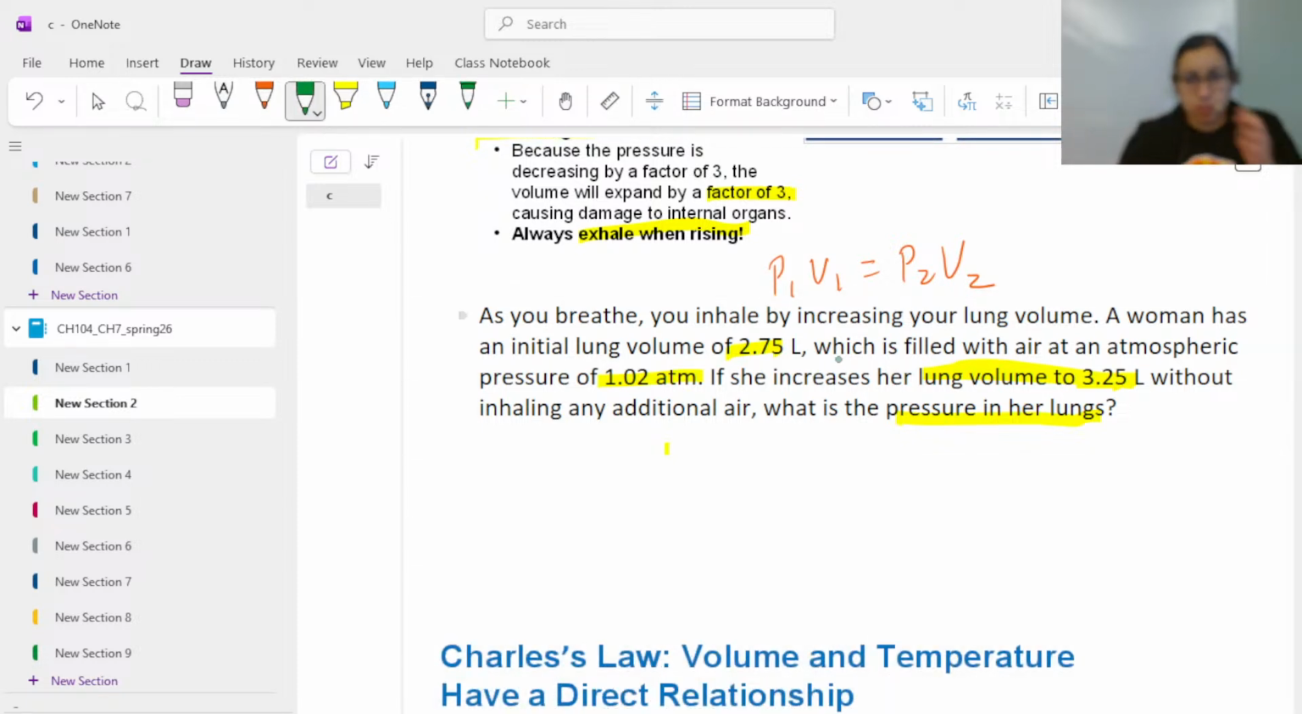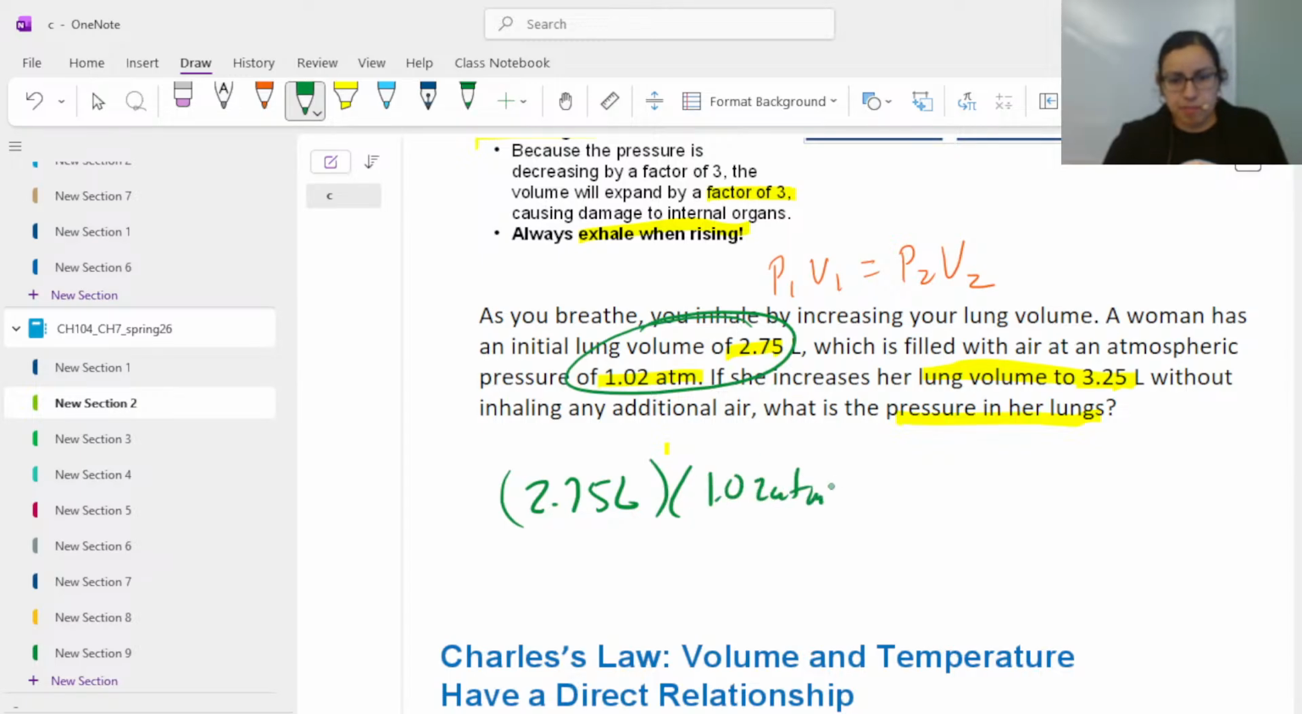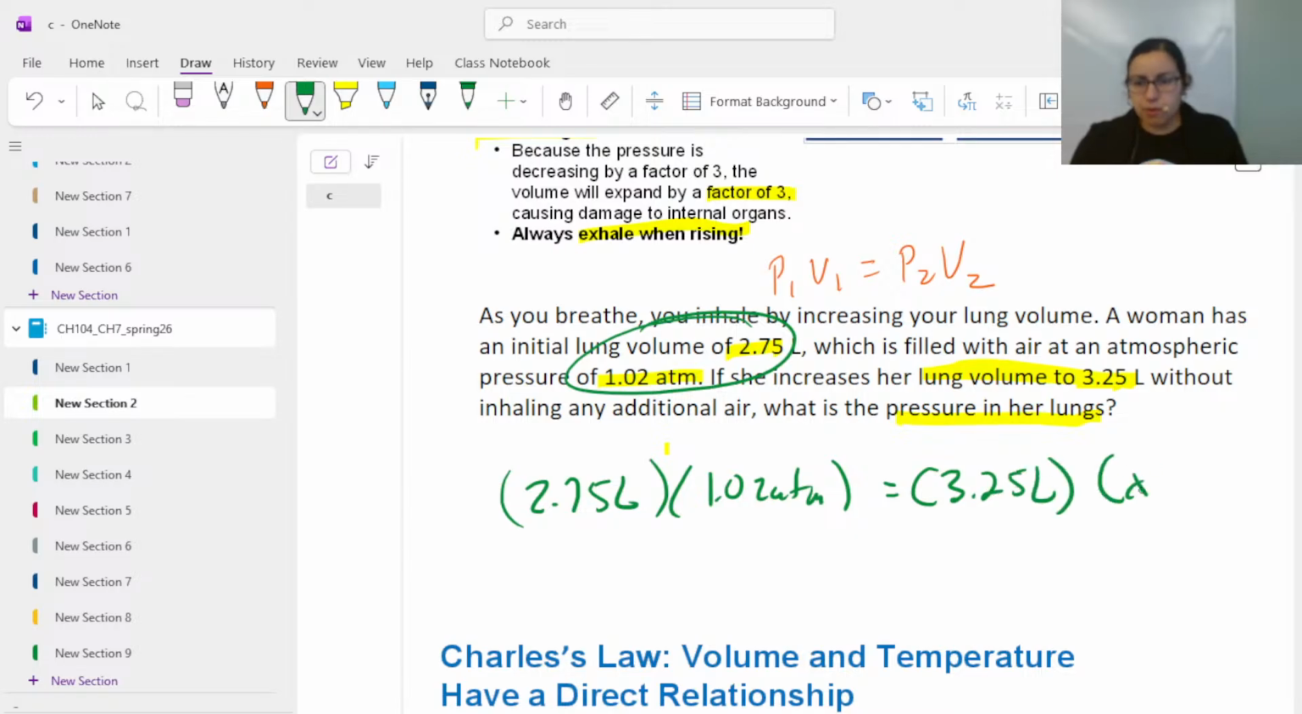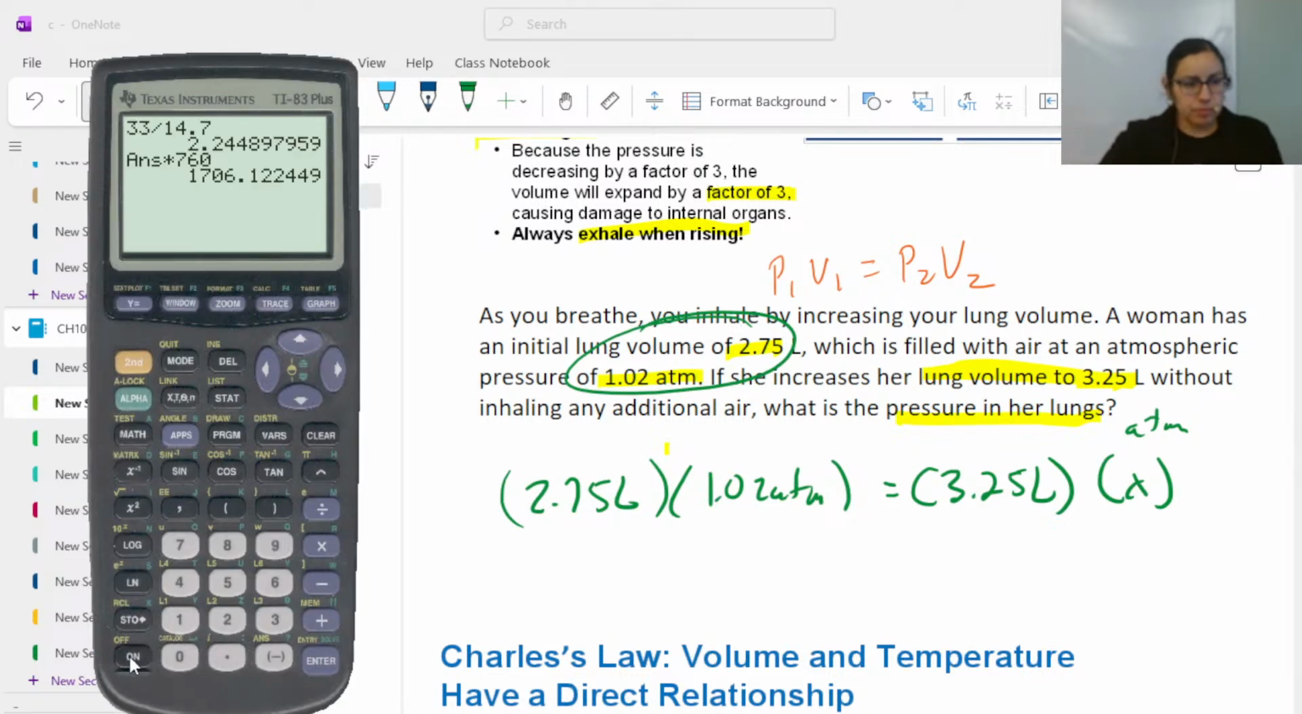Let me know what you get. We're already in our standard units of liters and atm, but like I mentioned, it doesn't matter. Let's just make sure we pair our initial conditions. So 2.75 liters, 1 atm, and new volume, 3.25 liters, solving for X. So that will be in atm.